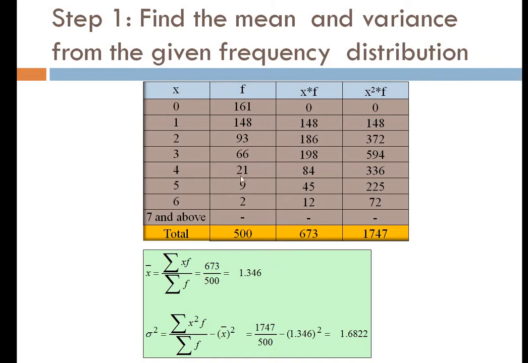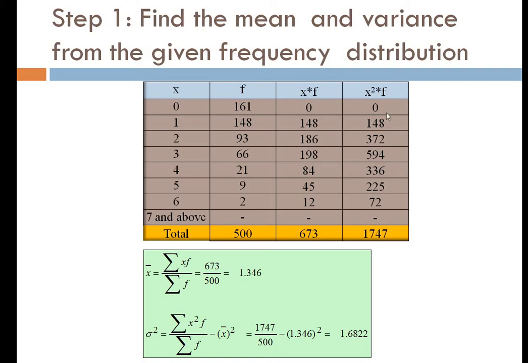Step 1. Find the mean and variance from the given frequency distribution. In order to compute mean and variance, we require summation xf, summation f, summation x square f. So let us compute it first. xf, that is x into f, can be obtained as multiplying each of the xi by their corresponding fi's, that is 0 into 161 is 0, 1 into 148 is 148, 2 into 93 is 186. Similarly, we can compute rest of the entries of this column.